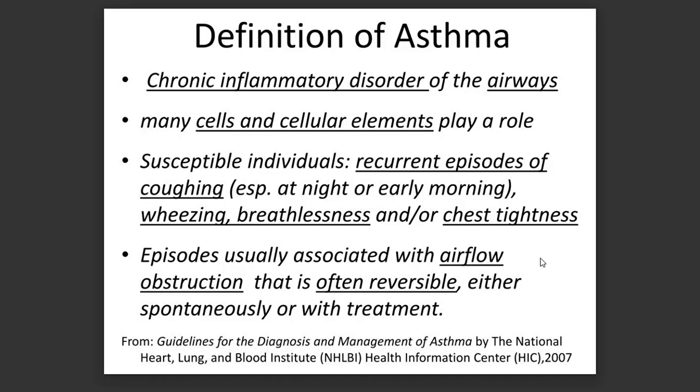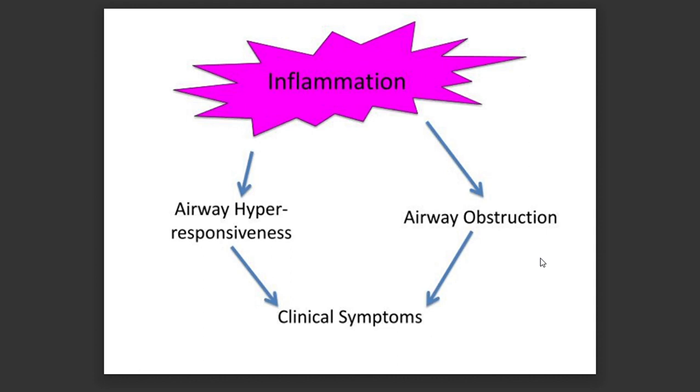The definition of asthma. Asthma is a chronic inflammatory disorder of the airways. Many cells and cellular elements play a role. Susceptible individuals experience recurrent episodes of coughing, especially at night and in the early morning, wheezing, breathlessness, and/or chest tightness. Episodes are usually associated with airflow obstruction that is often reversible, either spontaneously or with treatment. Inflammation leads to airway hyperresponsiveness and airway obstruction, which are all clinical symptoms of asthma.